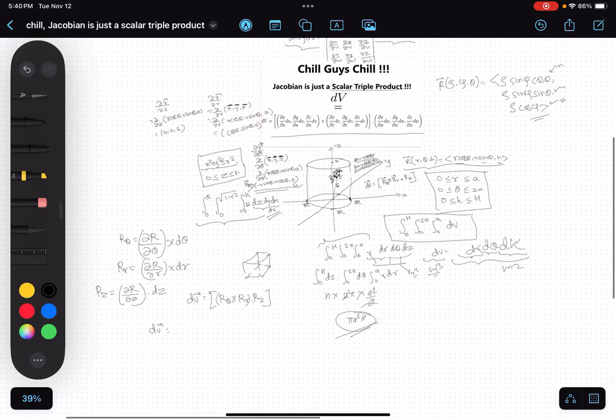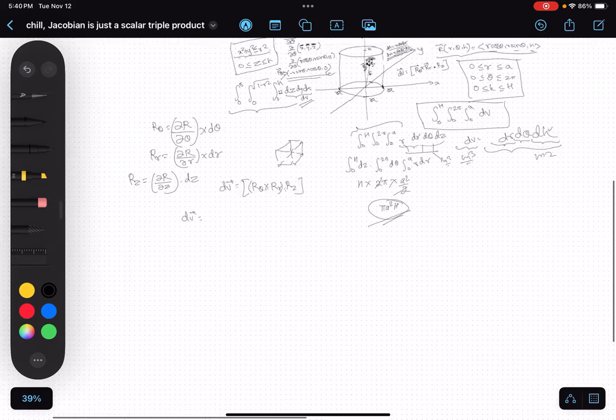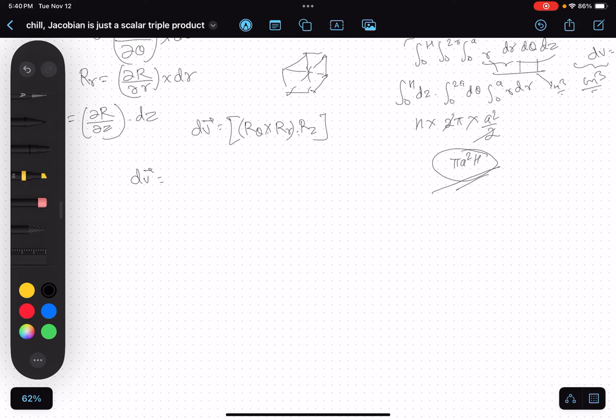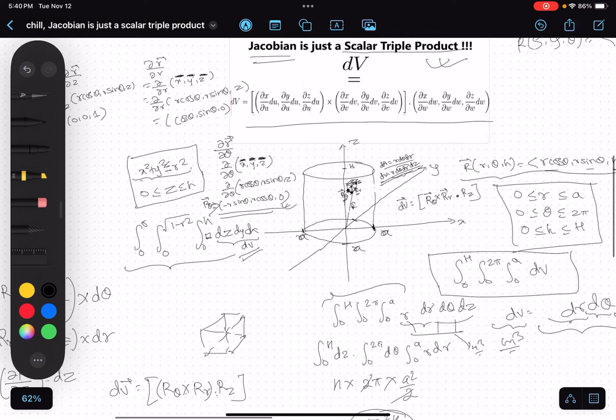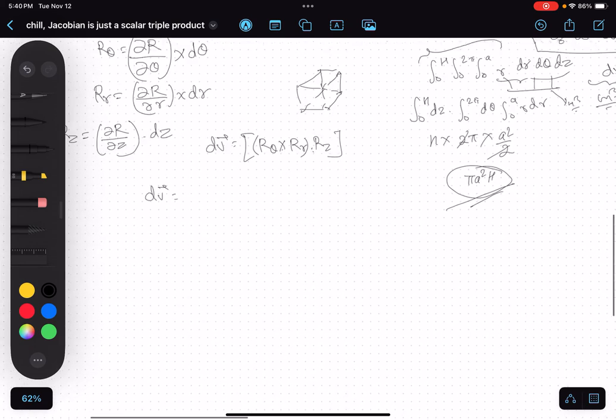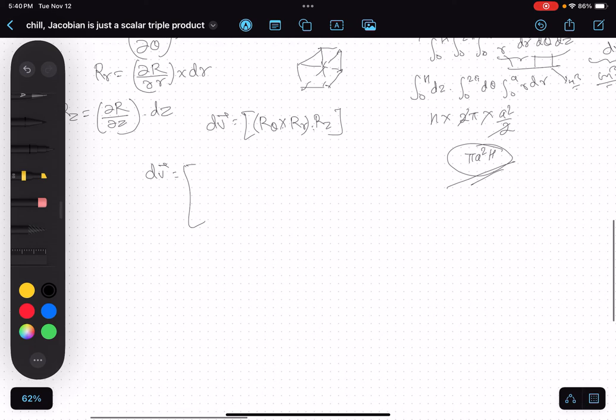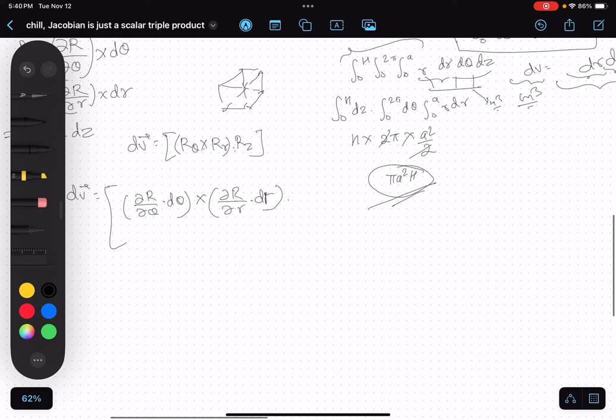We have already proved that it's actually a scalar triple product. Now I'm going to show you how this also gives us the Jacobian. We want to show that it's actually the Jacobian, so I'm just trying to verify that. We saw that this is partial r by partial theta times d theta, cross partial r by partial r times dr, dotted with partial r by partial z times dz, right?